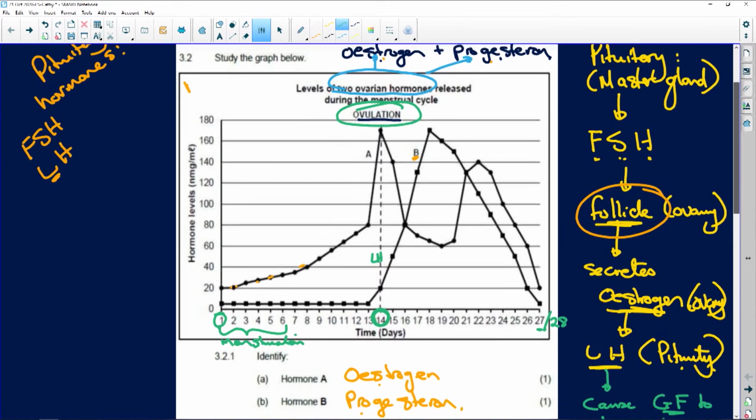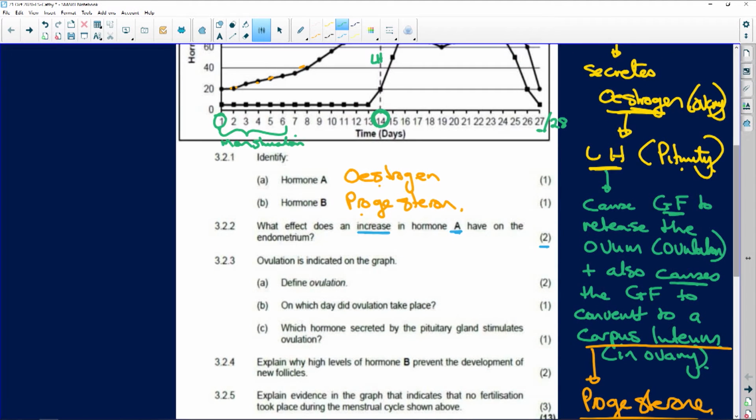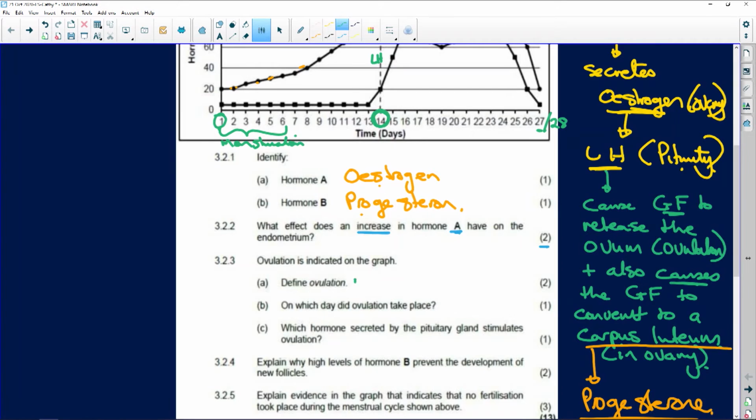So let's see what they're asking us. They say, ovulation is indicated in the graph. Define ovulation. People, ovulation is simply the release of the ovum from the Graafian follicle. So there's the Graafian follicle, or you can say mature Graafian follicle, but it is the release of the ovum by a mature Graafian follicle. Done, dusted, finished. Okay, so we've got ovulation sorted.